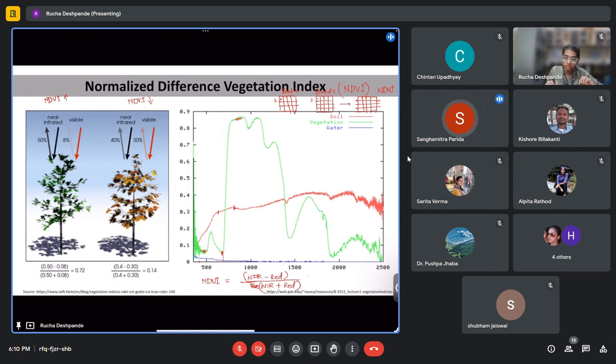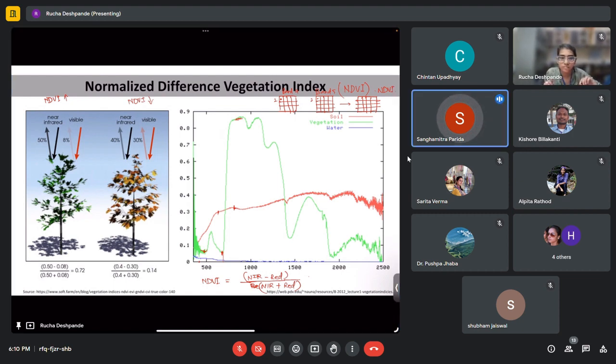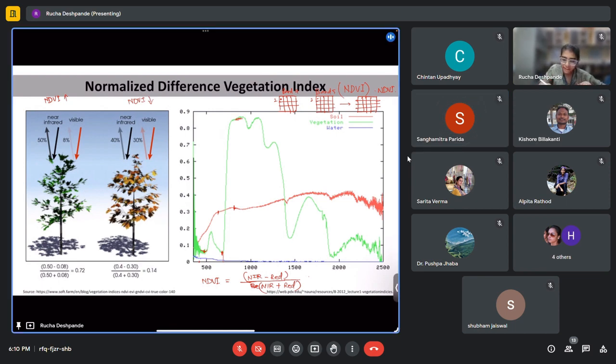Could you please repeat, if vegetation is healthy, then what happens? Okay, so if vegetation is healthy, it will reflect more in the near infrared region, and it will absorb more in the red region. So for a healthy vegetation, you will have a depression over here and there would be a high peak. And for an unhealthy vegetation, this absorption would be less.